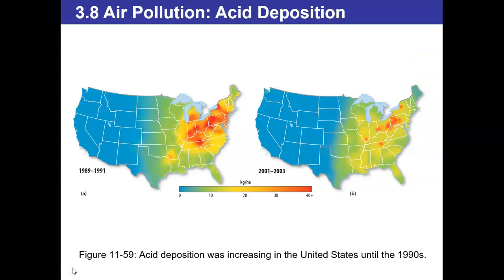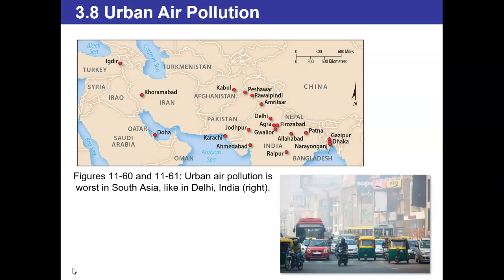Looking at Figure 11-59, we see that the worst effects of acid deposition are experienced further east than the principal sources of emissions. Within the United States, the major generators of acid deposition are in Ohio and other industrial states along the southern Great Lakes, but the severest effects of acid rain are felt in several areas farther east. Looking at figures 11-60 and 11-61, urban air pollution is worst in South Asia, particularly in urban areas like Delhi, India.